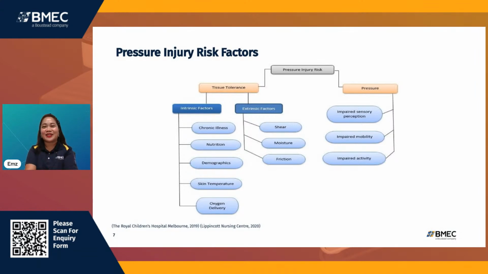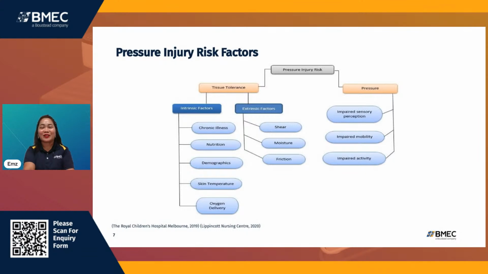Under the tissue tolerance, we have intrinsic factors, which are internal, and extrinsic factors, which are external. Under the intrinsic factors are chronic illness. If your patient has had a stroke or has a muscular disease, it can affect them internally. Also nutrition, and whether your patient has skin integrity. Demographic involves the vulnerable group, which are the geriatric and all the elderly. Okay, and also the skin temperature can be a cause, and also oxygen delivery.